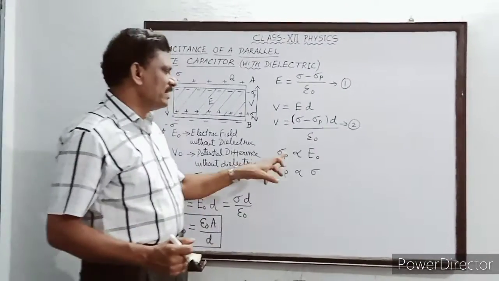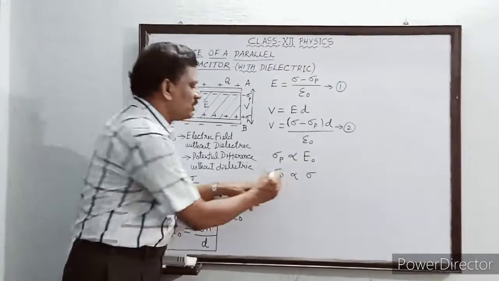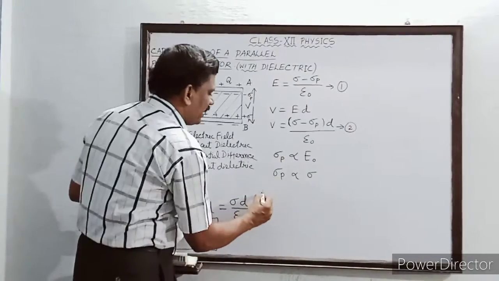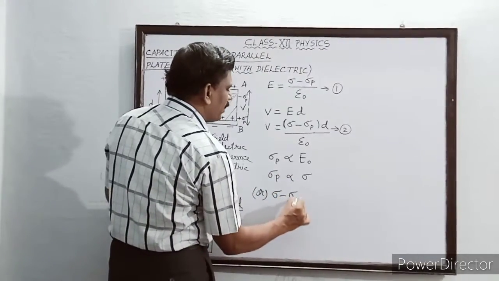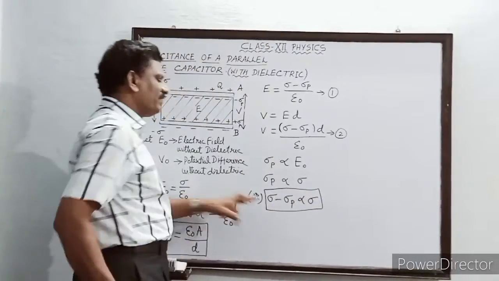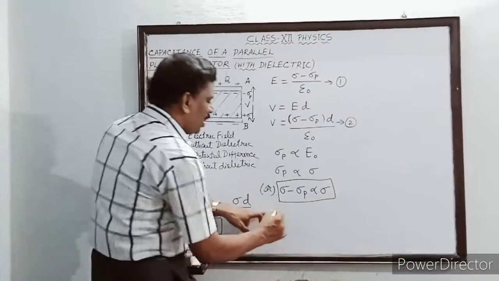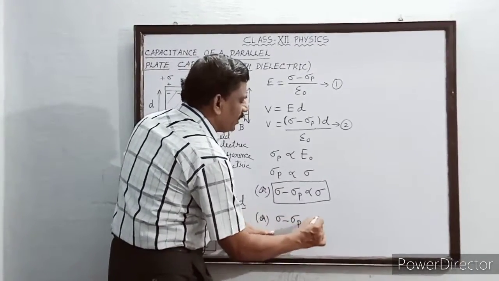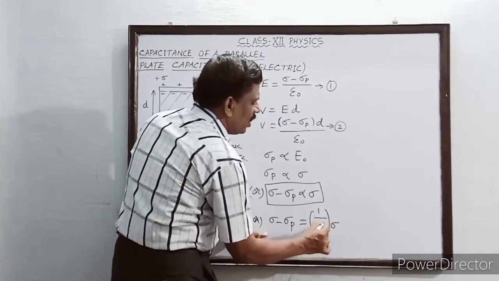Understand? So, since sigma P is proportional to the original electric field applied initially, this must also be proportional to the original surface charge density of the two plates of the capacitor. Or I can conclude from these two, that sigma minus sigma P also must be proportional to sigma. The difference in the surface charge density also depends upon the original surface charge density sigma. Or once again, this sigma minus sigma P is equal to a constant times sigma, and that constant is denoted with the symbol 1 by K.